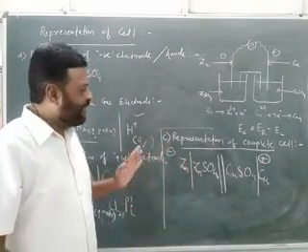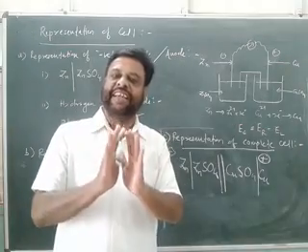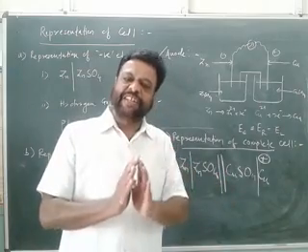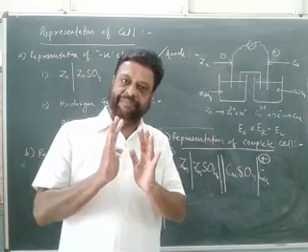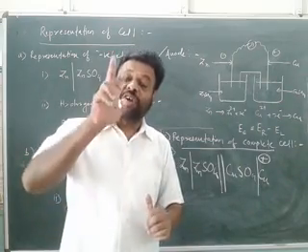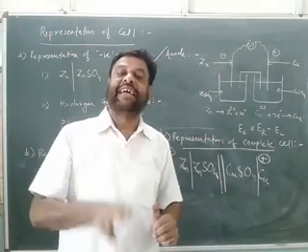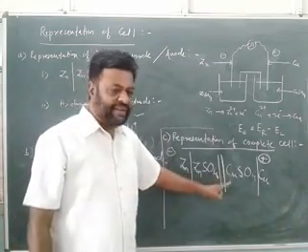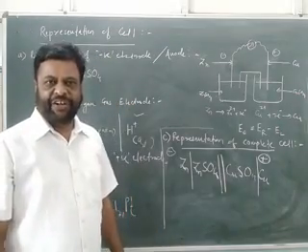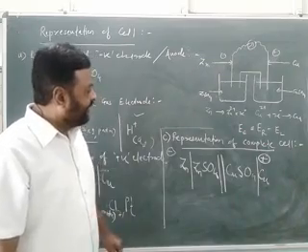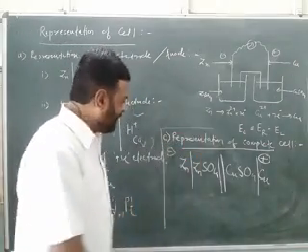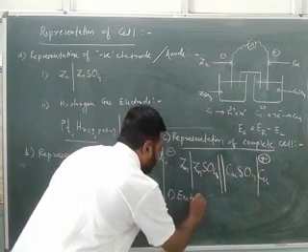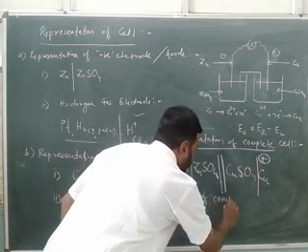All clear? So for the representation of the complete cell, first we write the negative electrode, then the positive electrode, and for the representation of the salt bridge, we draw two vertical parallel lines. All clear? So this is the representation of the complete cell. Now we see here the EMF of the complete cell. Next point is EMF of complete cell.